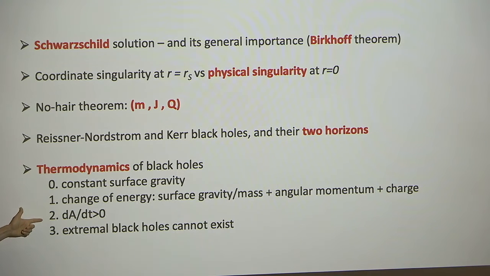The entropy of a black hole always grows. And again, this is a classical statement, it does not include Hawking evaporation. And number three, extreme black holes cannot exist.